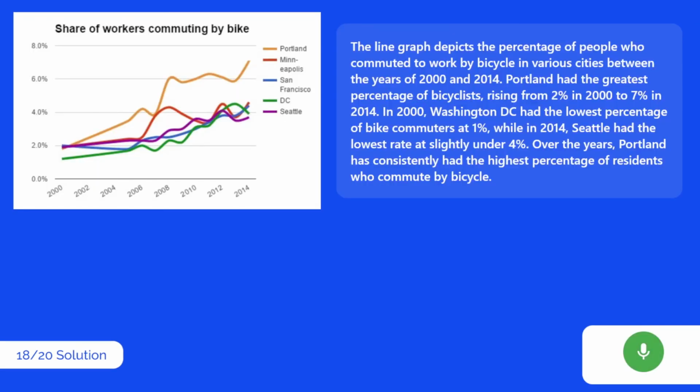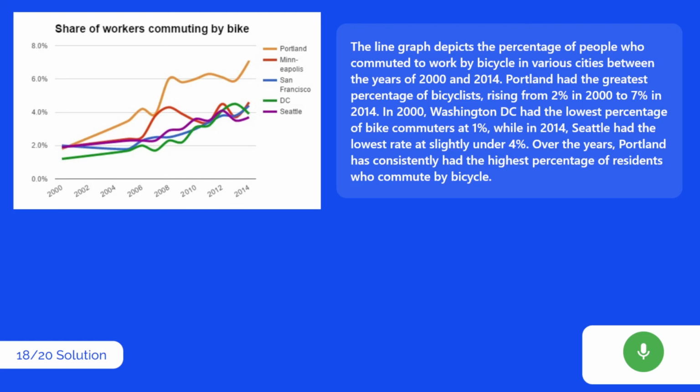The line graph depicts the percentage of people who commuted to work by bicycle in various cities between the years of 2000 and 2014. Portland had the greatest percentage of bicyclists, rising from 2% in 2000 to 7% in 2014.